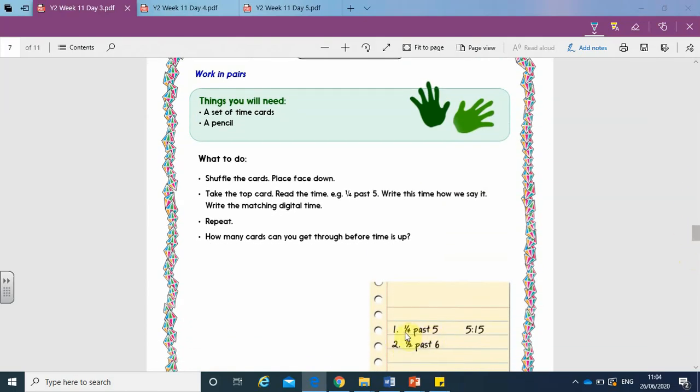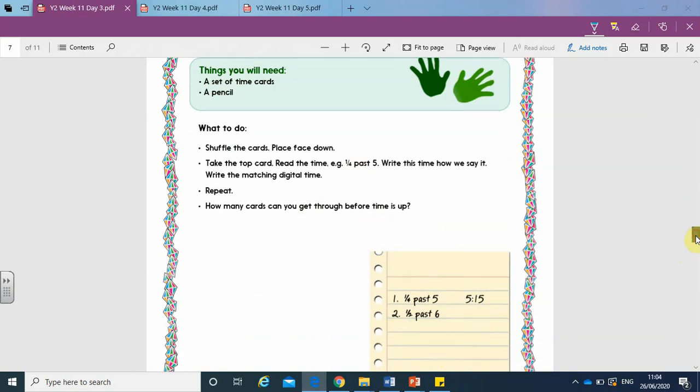Here they've done it the same. They're writing the words, 5:15 is the same as 5:15. If you don't want to play this game, it's fine. I do find the Dominoes and the Go Fish games are absolutely fantastic to play as well.